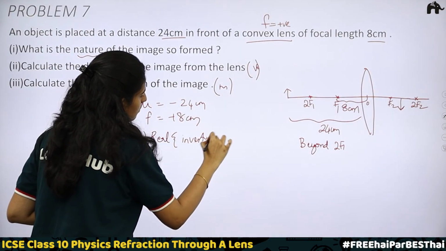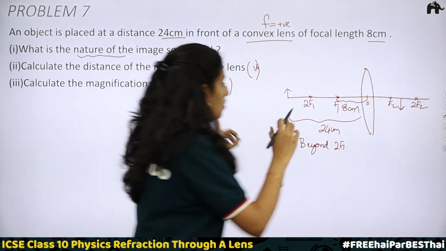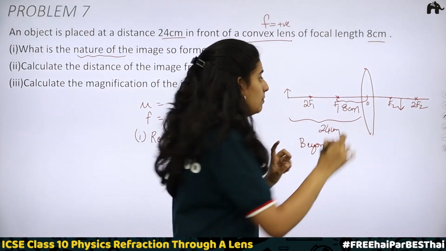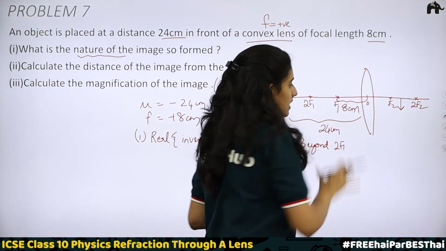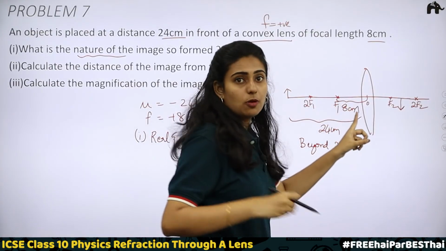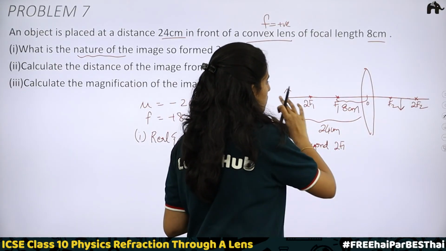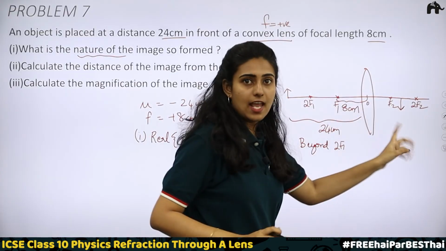We know in case of a convex lens, only when the object is placed between the optic center and the first principal focus, only in that case will the image formed be virtual. In all other cases, the image formed will be real and inverted.